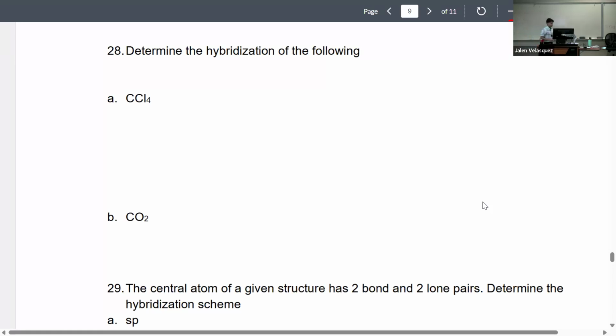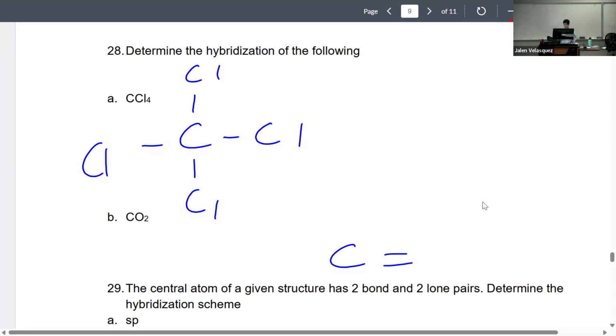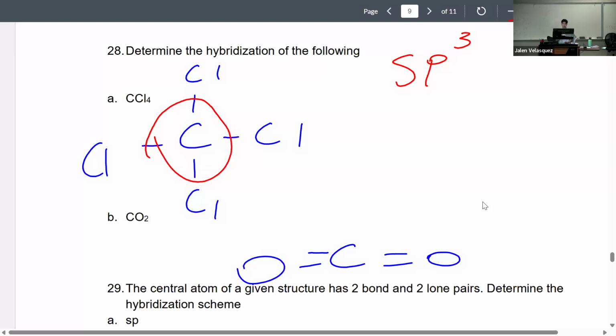All right, so those 6 numbers you have to know are up there. For 28, we need to figure out hybridization. For time purposes, I'm not going to draw the lone pairs. For carbon tetrachloride, what is the hybridization of the carbon? sp3, right? Remember my trick for that? You count the electron groups. 1, 2, 3, 4. 4 minus 1 is 3, sp3, right?